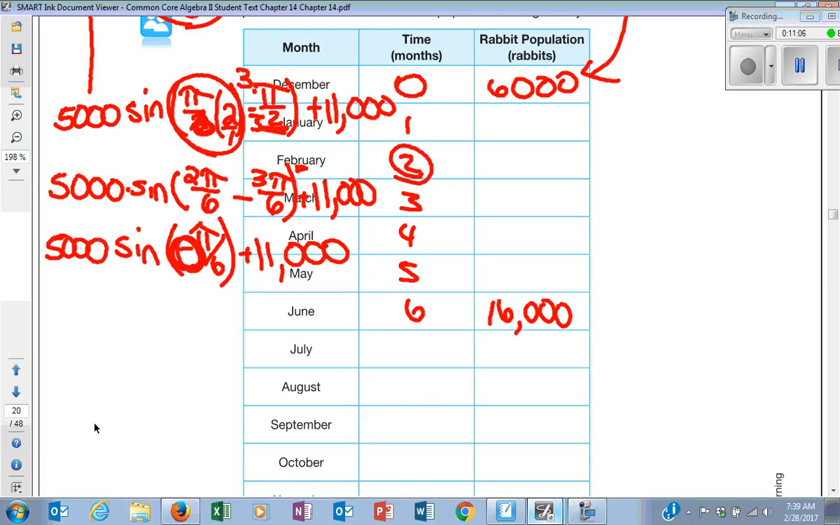So I'm going to hit sine, which should be a negative 0.5, right? Times this by 5,000. Hit equal. Come up with negative 2,500. I add 11,000, and you should get that right here. There's 8,500 rabbits.